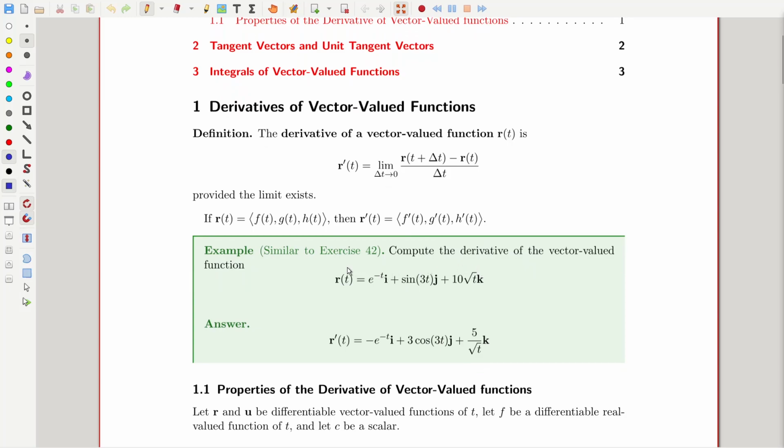Here we have the vector-valued function r of t defined as such. And then to compute its derivative, you just take the derivative of each of the component functions. For this exponential, there's a small chain rule involved that will pop the negative out, and so you get minus e to the minus t. Here we have another chain rule happening, so you'd have a cosine of 3t times 3, which is right there.